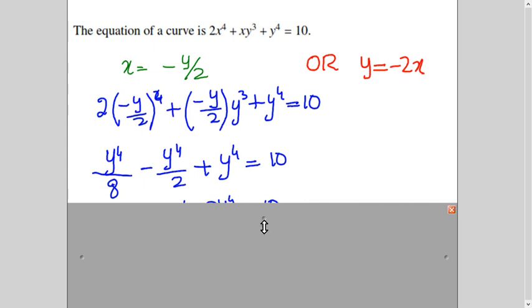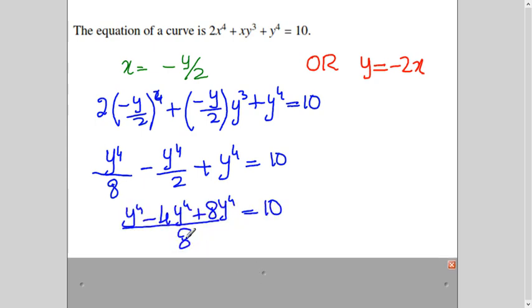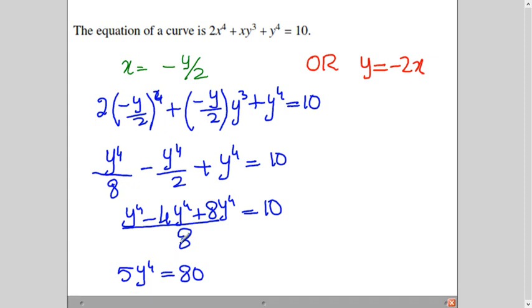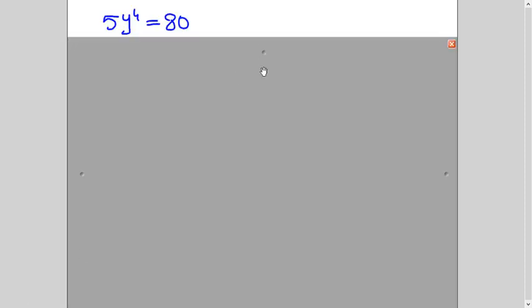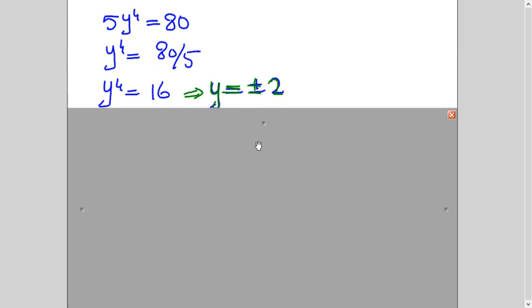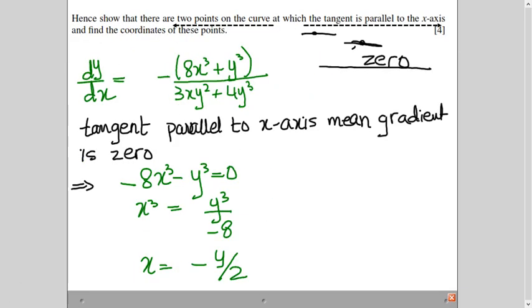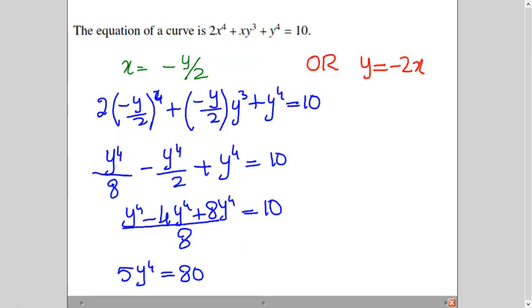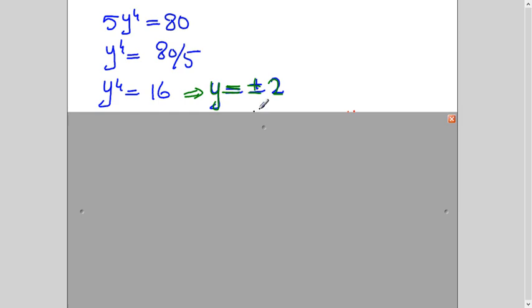After that, I will take LCM. And then I will cross multiply. So this gives me 5, y power 4 equals to 80. So I'll get the value of y from here. And I got y is equals to plus minus 2. Now what will I do with this value of y? I will substitute it in this equation which I have found, right? Because I have to find the value of x corresponding to these values of y.